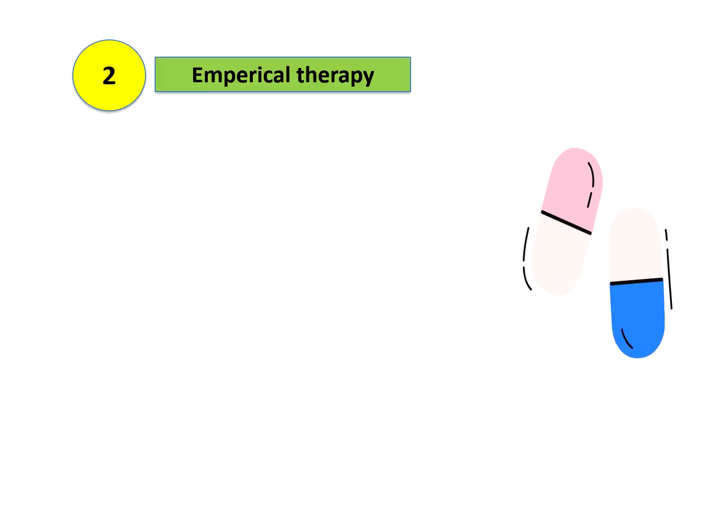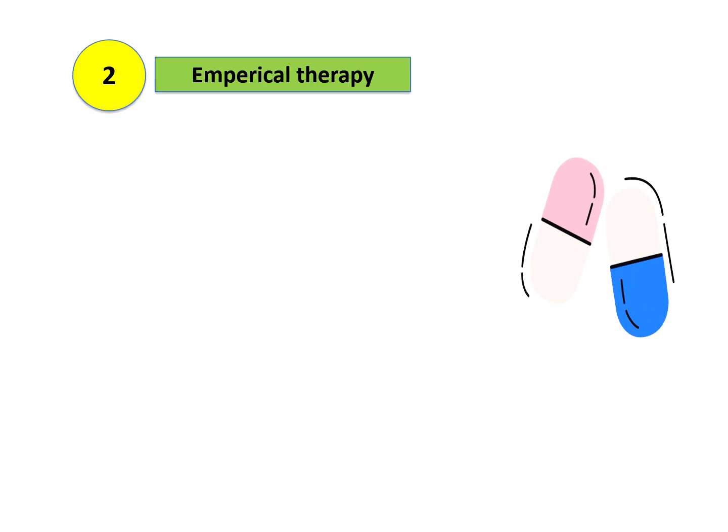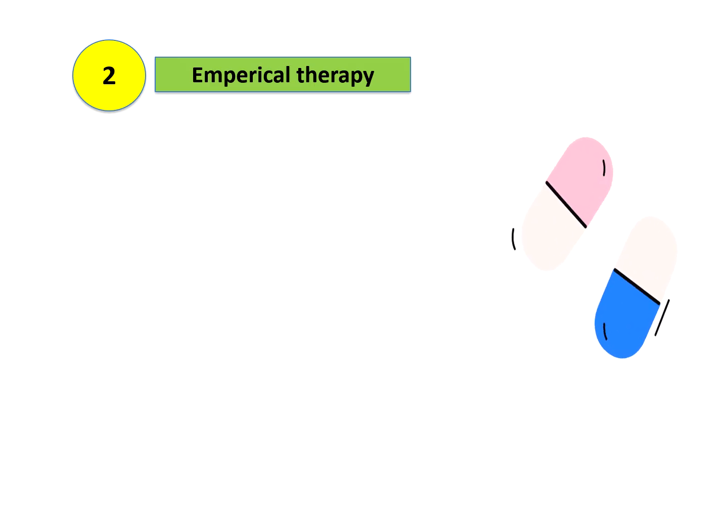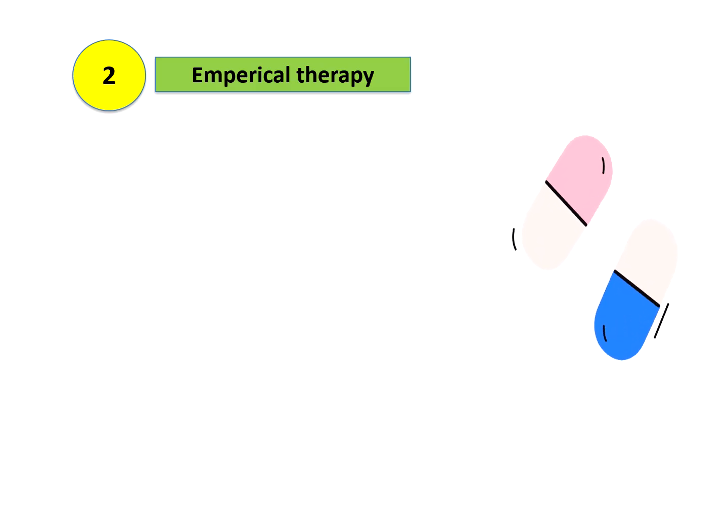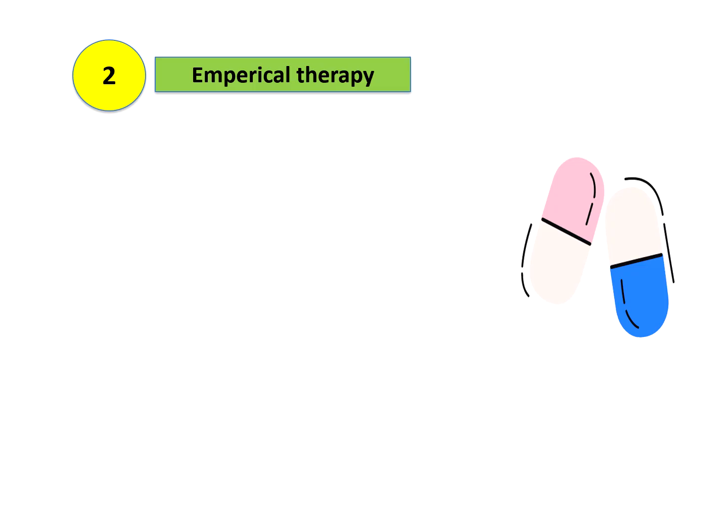Second step is to provide empirical therapy to the patient. What is empirical therapy? When we are treating an infection, we will send samples for culture, but is the culture report immediately available? Obviously, no. It takes around 2 to 3 days to get the culture report. So what will we do? We will not leave the patients untreated. Obviously, we should give some treatment to the patient. So what will be our strategy?